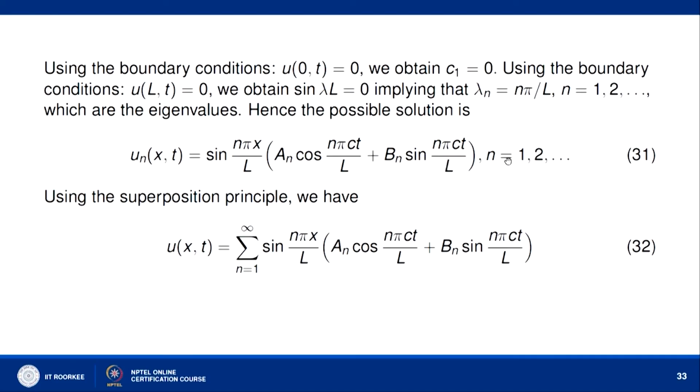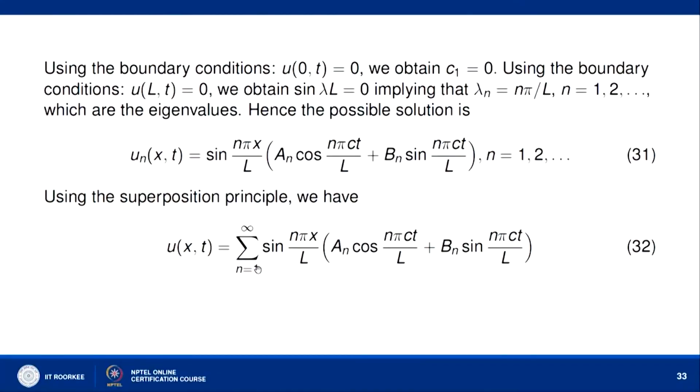Now, since for each n we have a solution of the homogeneous problem, then if you take the summation from n equal to 1 to infinity, it will also remain a solution of this homogeneous problem. This is known as the superposition principle: if we have a homogeneous problem and V1 and V2 are two solutions, then a linear combination of V1 and V2 will also be a solution of the homogeneous problem. So using the superposition principle we can write down our solution as u(x,t) equal to the sum from n equal to 1 to infinity of sin(n pi x by L) times (a_n cos(n pi c t by L) plus b_n sin(n pi c t by L)).